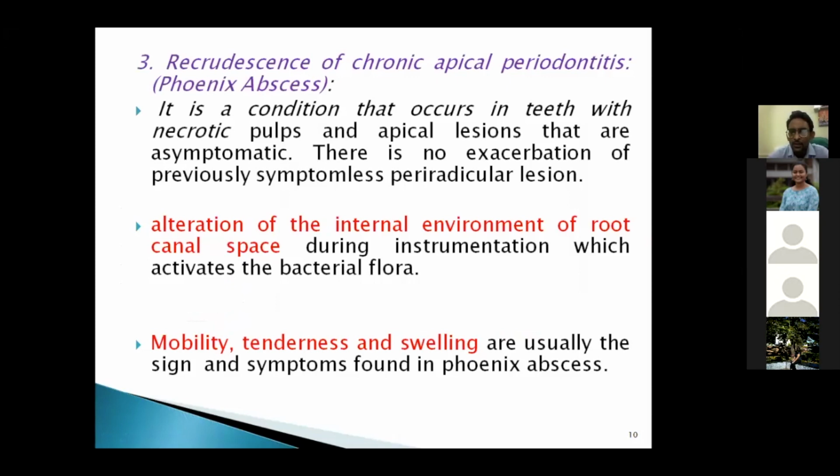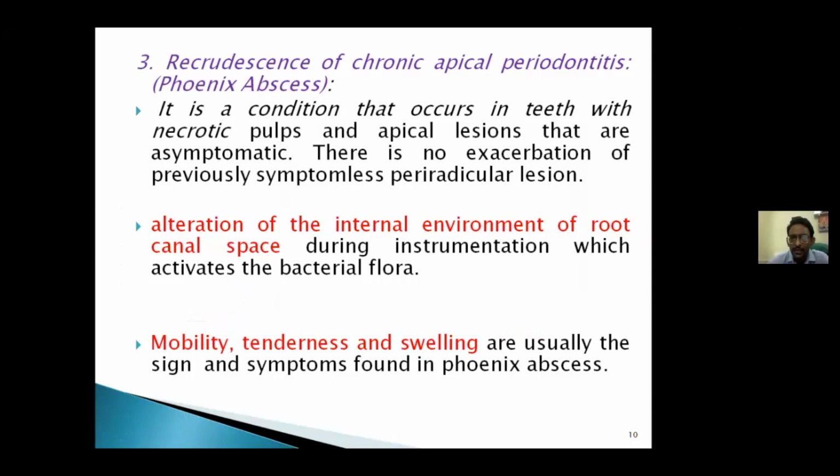Recrudescence of the chronic apical periodontitis or phoenix abscess. It is a condition that occurs in teeth with necrotic pulp and apical lesions that are asymptomatic. There is an exacerbation of the previously symptomless periradicular lesion, and it is mainly due to alteration of the internal environment of the root canal space, and the general clinical signs and symptoms will be mobility, tenderness, and swelling.